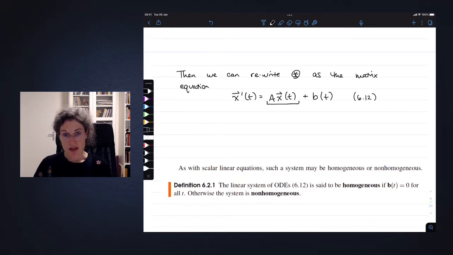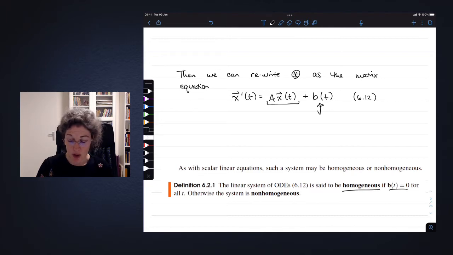So this looks nice and simple, and it gives us a quick way of seeing if our b of t over here is equal to 0, then the system is homogeneous, but otherwise it's non-homogeneous. Okay, and now that we've written this in matrix form, we get to use all of matrix algebra in order to help us solve this equation.